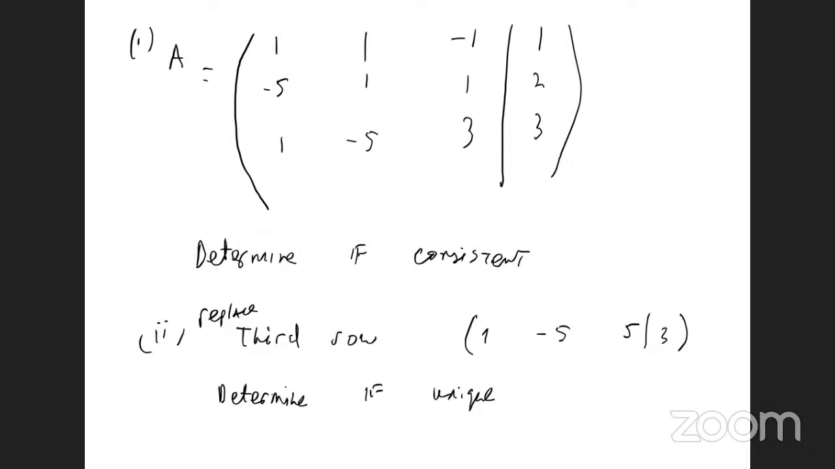What are you not sure about? You're replacing row 3. That's part 2. In part 2, you're replacing row 3 with 1 minus 5, 5, 3, after you finish part 1. No, you're doing the whole thing. After you do part 1 and you determine if consistent or inconsistent, you go back to matrix A and take off the last row, not the row reduced one. Yeah, you're taking off this.